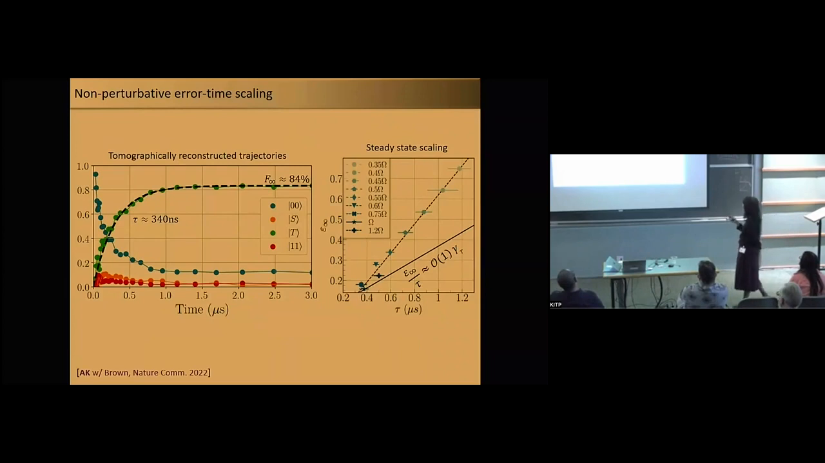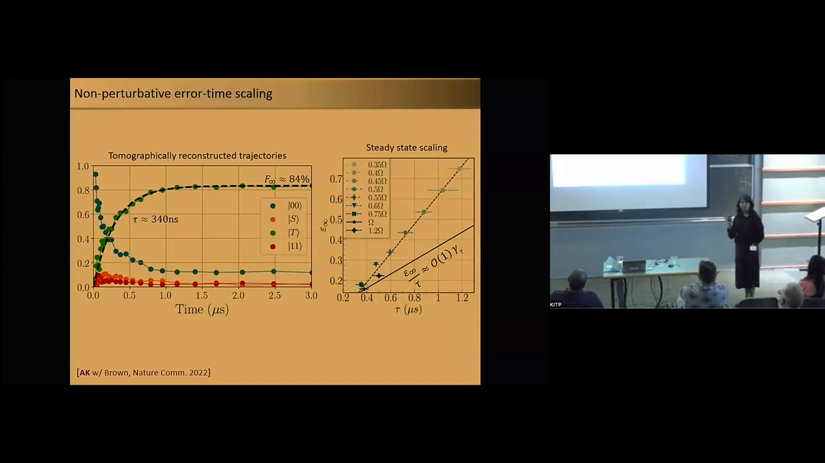And just to confirm the scaling which we predicted, they were able to actually measure these errors as a function of increasing the drive strength, which actually increases the effective dissipation. And they were able to see this concurrent scaling, which essentially means it is really a non-perturbative stabilization. The theoretical bound is what is shown in the solid black line. They were slightly above it because there was a little bit of crosstalk.